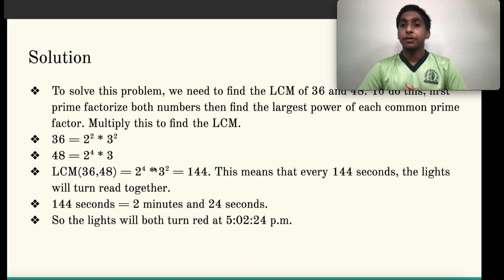Now, 144 seconds, if you remember, each minute has 60 seconds. So when you do the math, you get 2 minutes and 24 seconds in this 144 seconds. So by adding this to 5 p.m., we get 5 p.m., 2 minutes and 24 seconds. So this means at 5:02:24 p.m., the lights will turn red together.